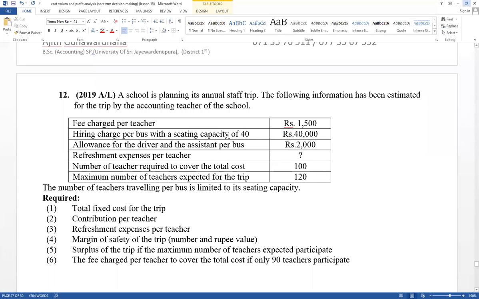With seating capacity 40 passengers, one bus. Therefore, expected teachers 120. Think about how many bus requires. Then it has given allowances for drivers and assistants per bus. Think about number of bus requires. If those are fixed cost, total value should be calculated. Expected 120 teachers participates. Per bus 40 teachers. Think number of bus, how many bus requires. It has given the number of teachers traveling per bus is limited to its seating capacity.